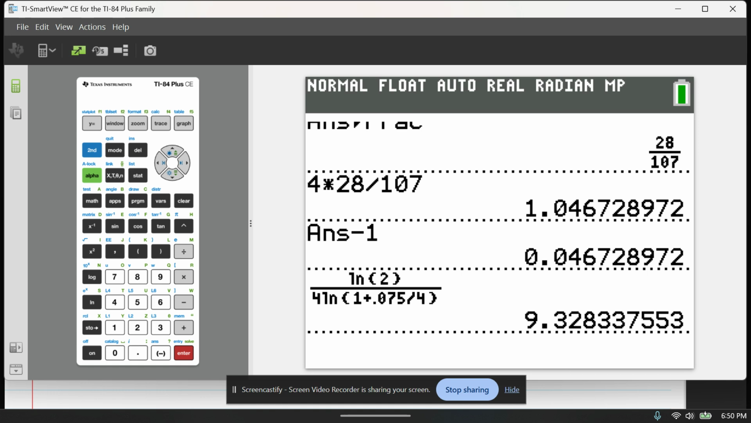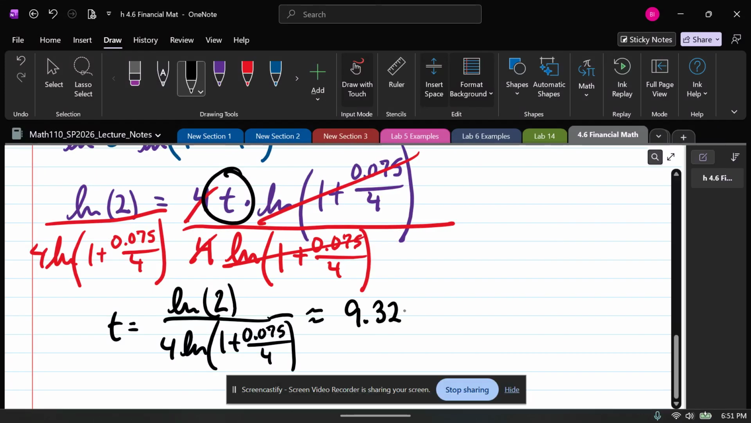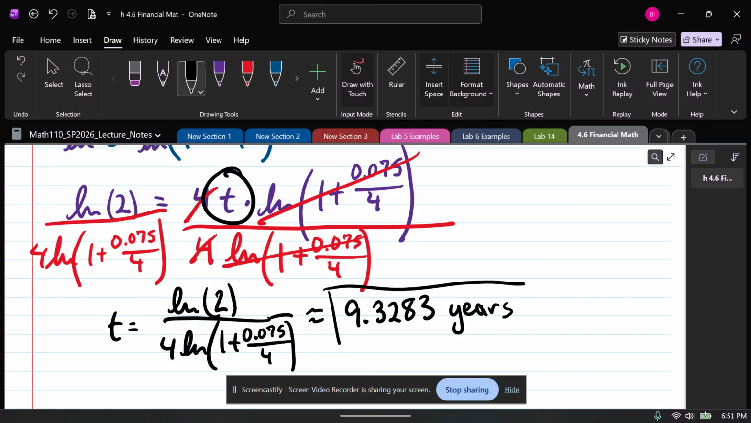Let's go 4 decimal places like we've been doing. So 9.3283 years. It's going to take my money 9 years, and 0.3 of a year would probably be close to 4 months. A third of a year is 4 months.